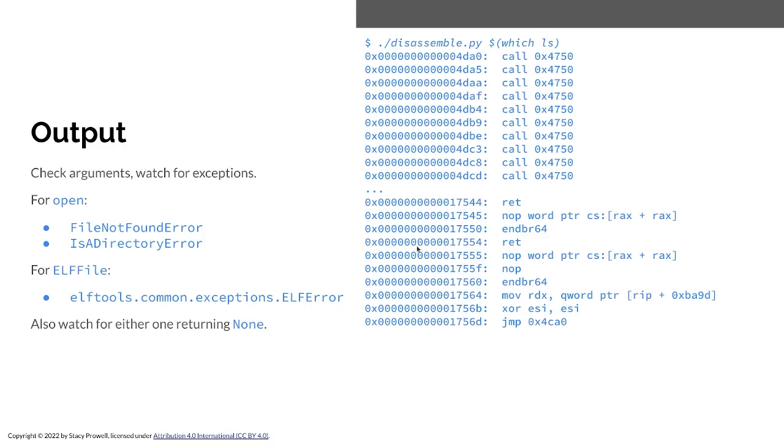Watch for exceptions. Some obvious ones are file not found error. There's an is a directory error that you might watch for. For ELF file, you might want to watch for ELF error because something might not actually be an ELF file. And also, one thing to watch for is open an ELF file returning None. None is the Python equivalent of null. So it's saying something went wrong. I can't give you anything back because I don't know what to give you.